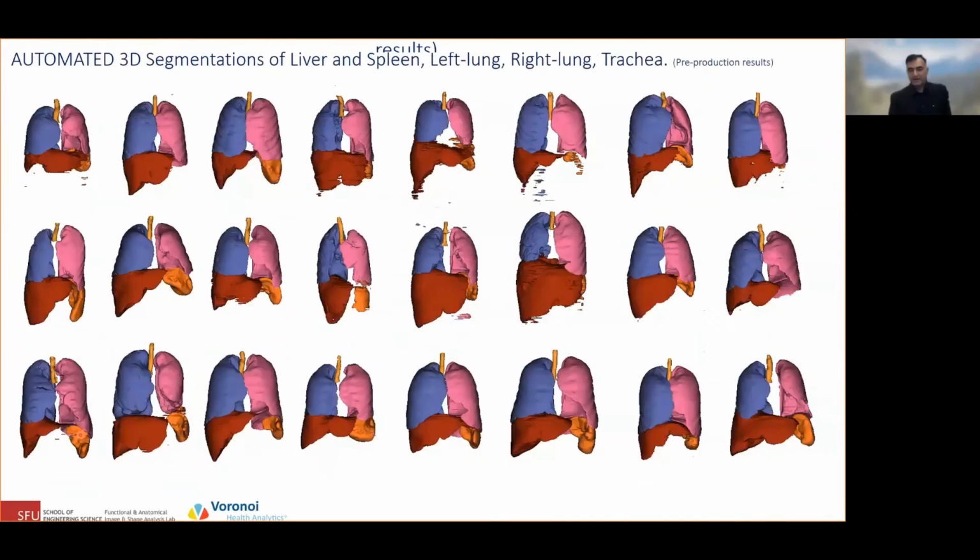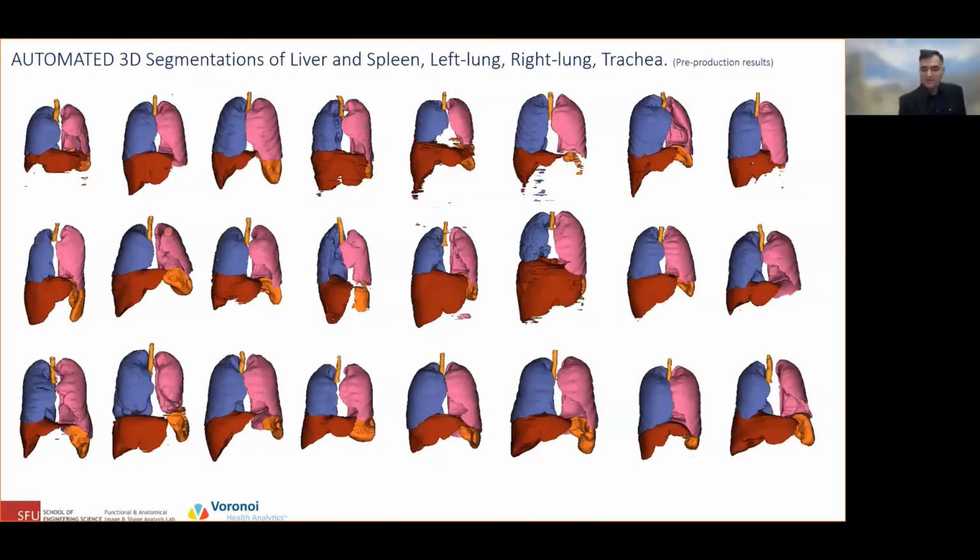Here are again some visualizations of liver, spleen, along with the lungs and the trachea, just to showcase these are all automatic results, by the way. And there are some errors as well. You can see this current model, which is a pre-production model. We're working very hard to refine these models in the background. They have some errors. They're not perfect as of now. And in fact, automated algorithms will never be perfect. I think there'll always be errors in about 10% of the cases, which have to be dealt with manually.